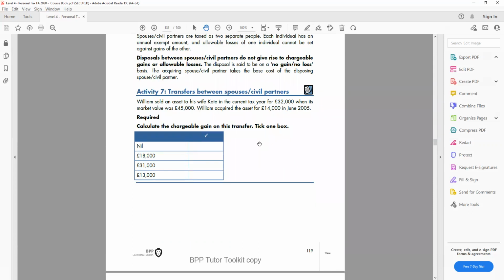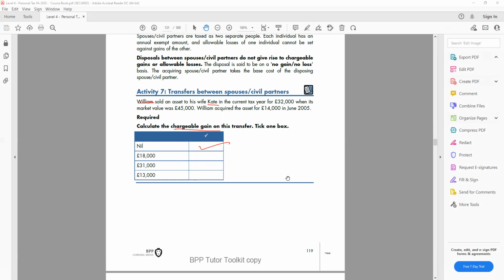Okay, let's try this one. It says, William sold an asset to his wife, Kate, in the current tax year for 32,000, when the market value was 45,000. William acquired this asset for 14,000 in June. Now, William and Kate are husband and wife, and if it is husband and wife, no chargeable gain will be created, because it will be transferred on the no gain, no loss option. So there will be no chargeable gain, it will be nil. Between husband and wife, no chargeable gain will arise.